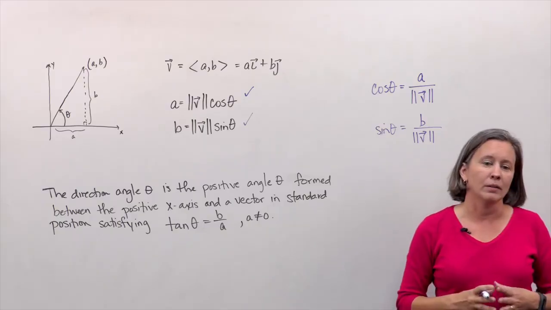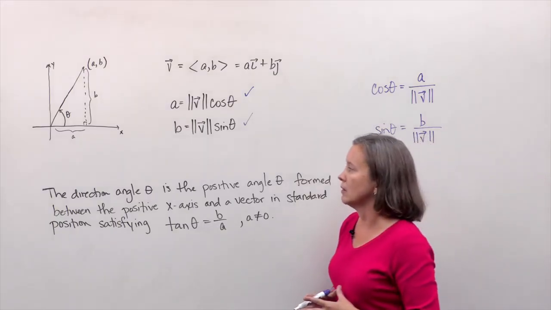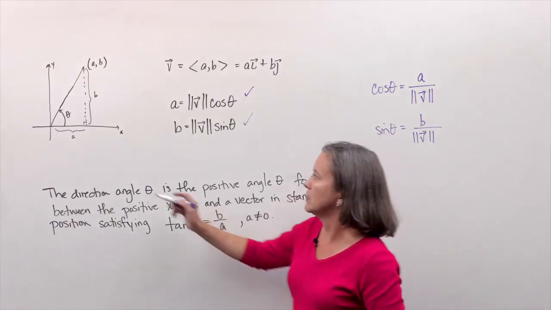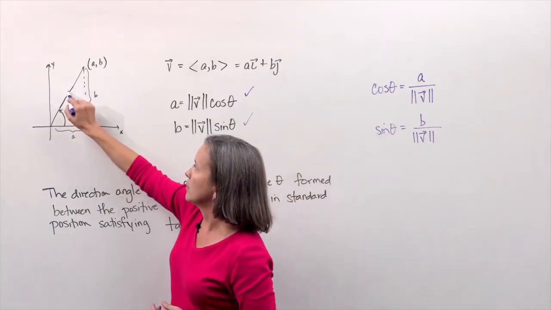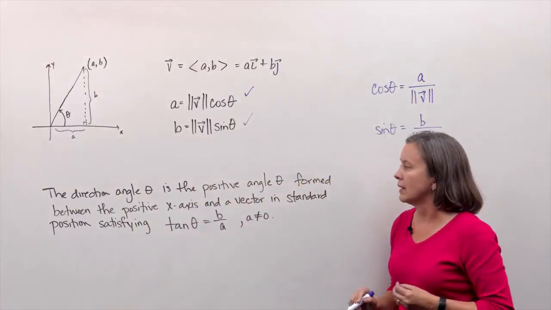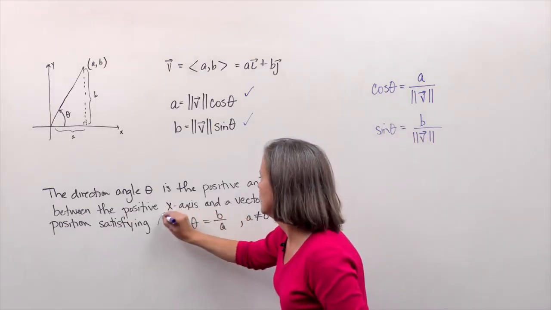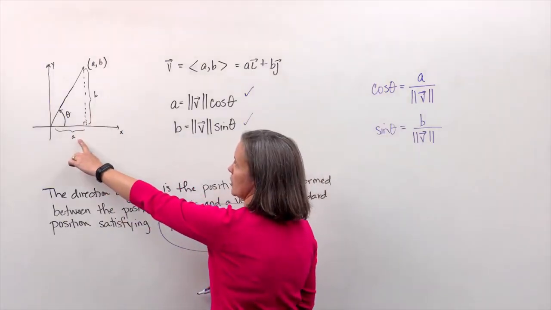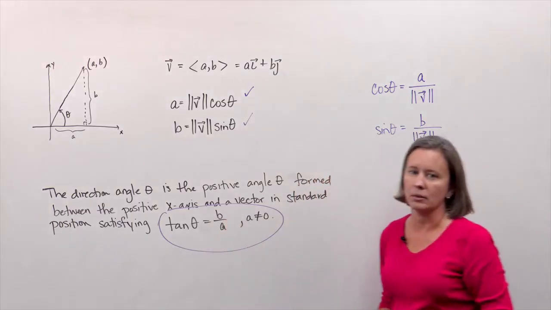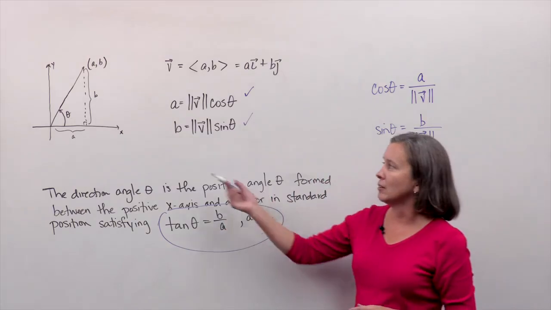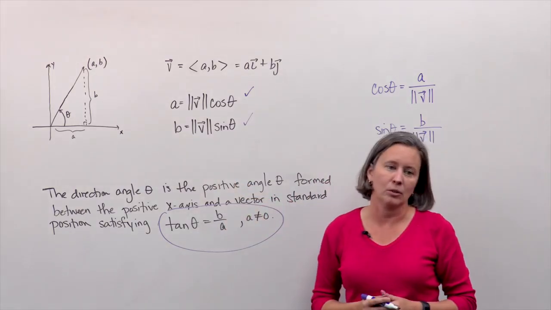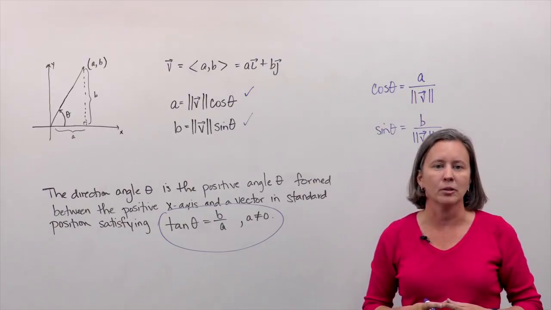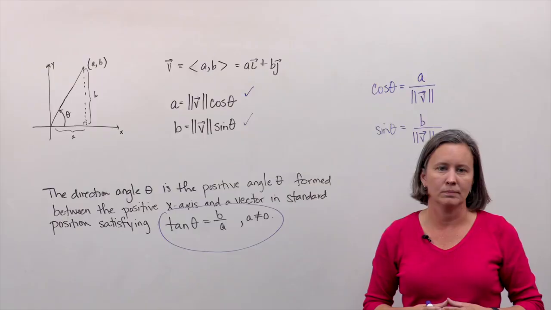Now let's talk a little bit more about theta. Theta is very special. It's called the direction angle of the vector. We're defining it to be a positive angle formed between the positive x-axis and the terminal side of our vector. Theta has to satisfy this equation: the tangent of theta should be the opposite over the adjacent, that would be b over a, where a is not 0. Notice that we've drawn our vector so that theta lies in quadrant 1. We can easily extend this to any positive direction angle theta using our general angle definitions of the trig functions.